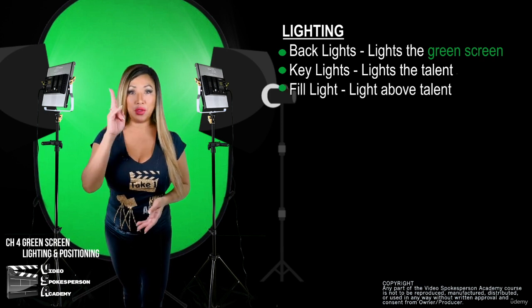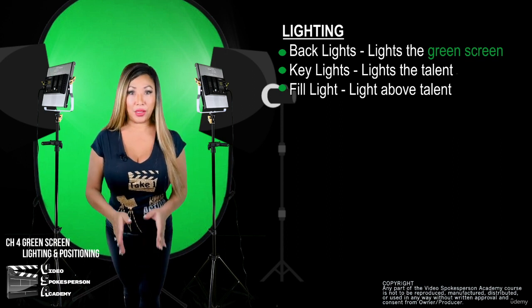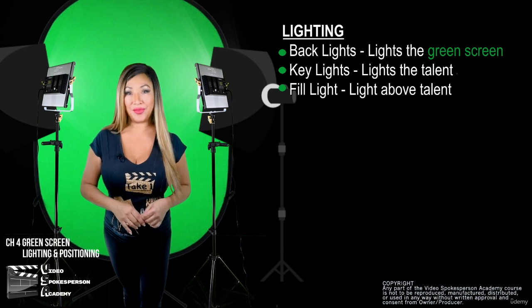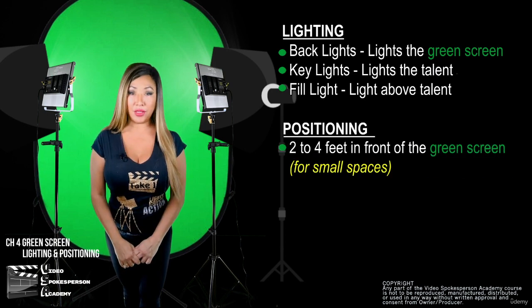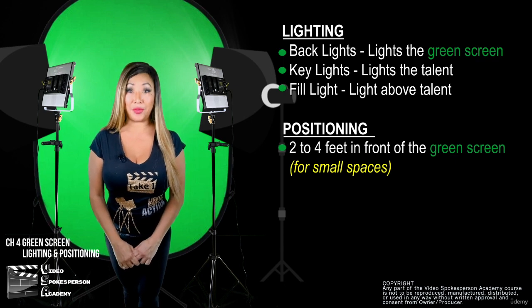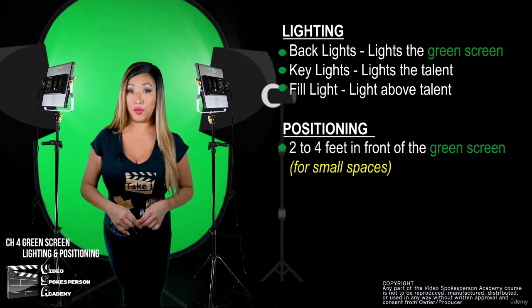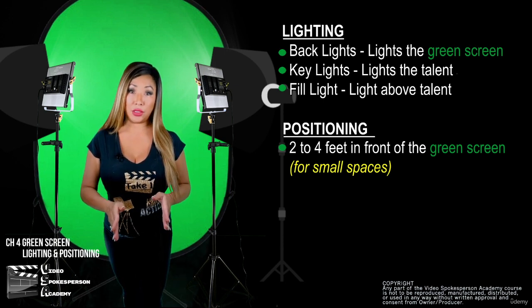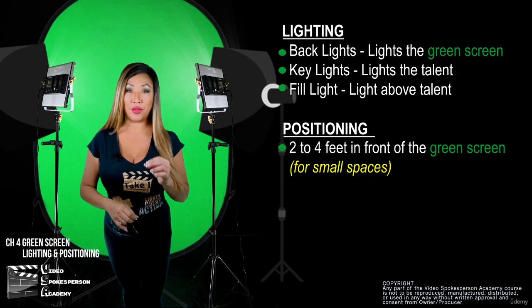The fill light is optional. It's a light above the subject. I used it for a while, but realized it isn't necessary. Positioning the talent. I stand about 3 to 4 feet in front of the green screen, making sure to keep myself behind the backlights because that's for the green screen. You can probably go as close as 2 feet if you're working with a really small place, as long as there are no shadows on the green screen.